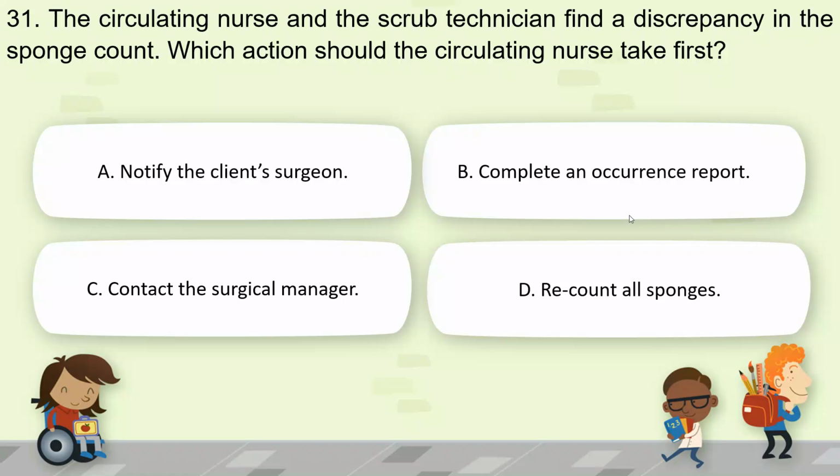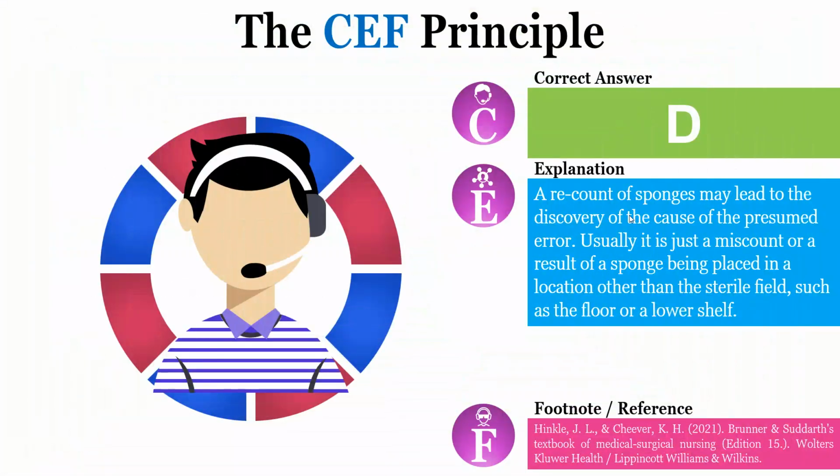Letter A is wrong because it has to be recounted before reporting it. Then, if an error is found to have been made, an occurrence report will be completed after the counting is done. Then, letter C, that will be done if the correct count is not maintained, but that is not the first intervention. 31 is letter D. 32.